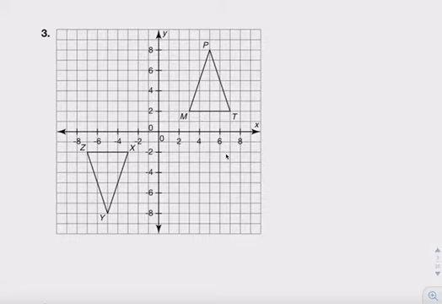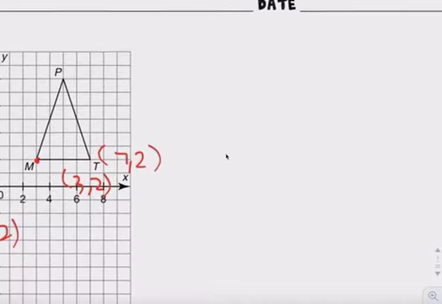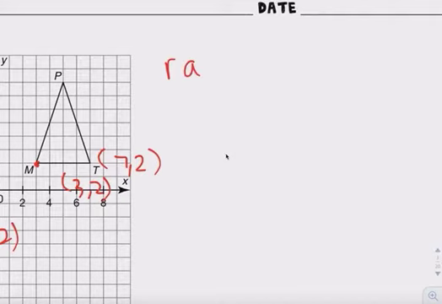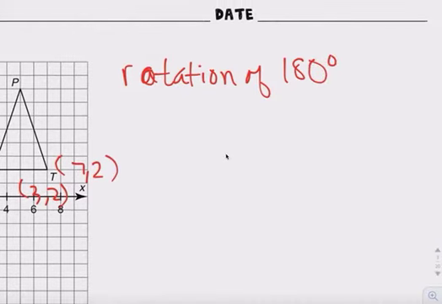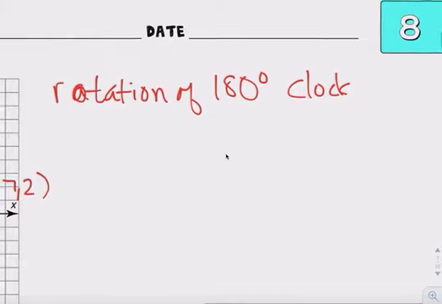Not a reflection for sure. So is this a rotation of 180? Well, this is 3, 2. This should be 3, 2 also. Very good. This is 7, 2. This should be 7, 2 also, but all negatives. So it's a rotation of 180 degrees. Clockwise or counterclockwise, we'll use clockwise, it's shorter.